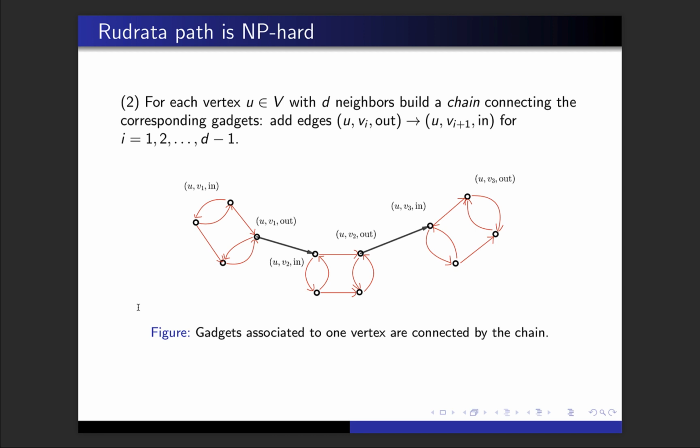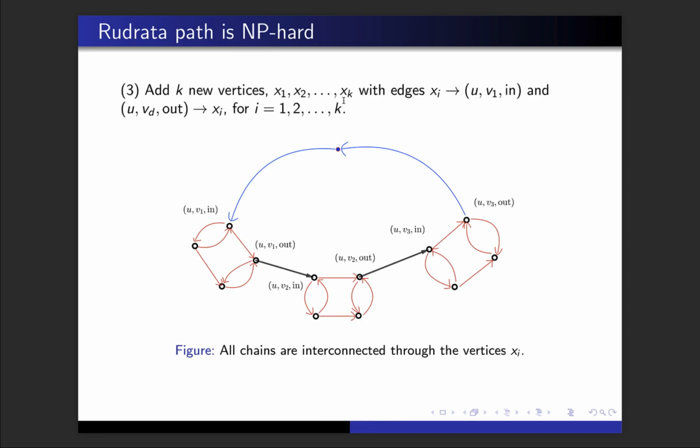The last step is to add K new vertices, K artificial vertices. This K is the K given in the input of vertex cover. And then we want to have a number of edges associated to these vertices. We want to have outgoing edges from each of these vertices to each of the initial vertices of the chain for each vertex u of the graph. And we're also going to have edges coming into xi from every last vertex of the chain.